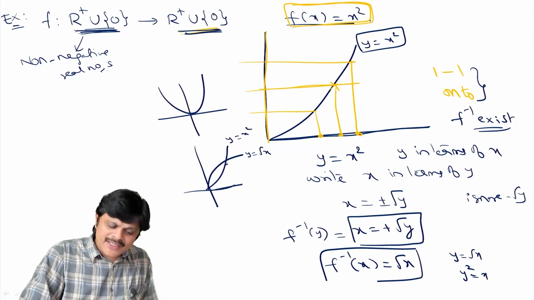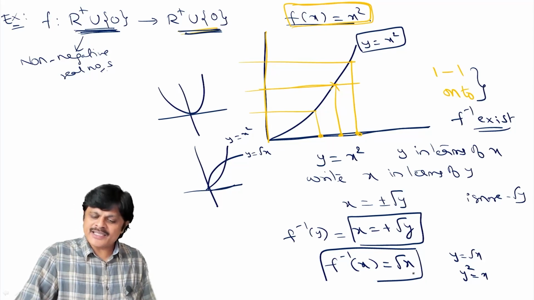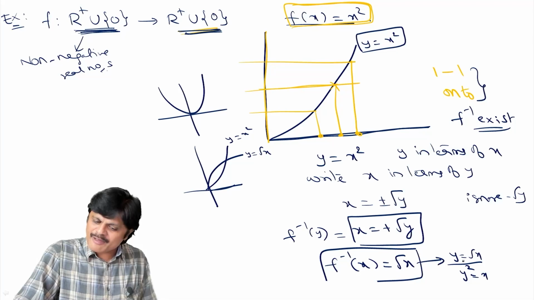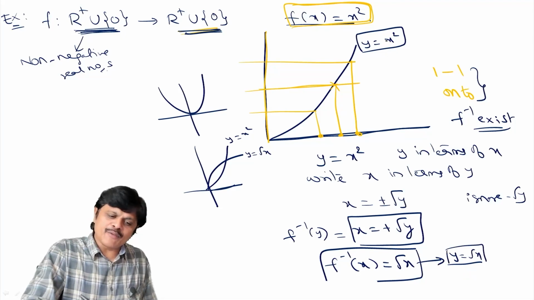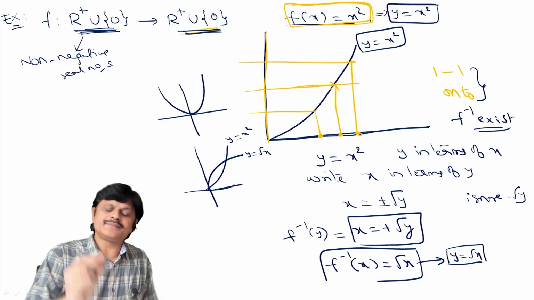So in the first quadrant, these two are inverses of each other. This is y is equal to root x. We can write it like this. And the original one is y is equal to x square. This one is y is equal to x.